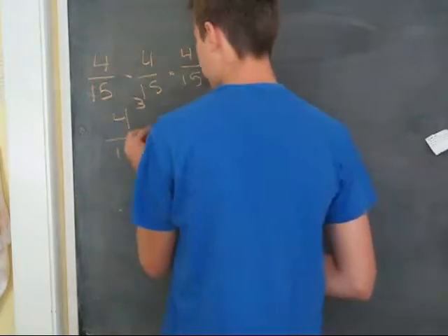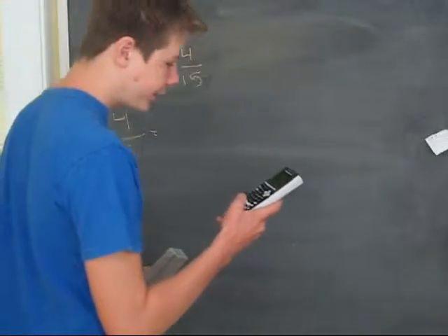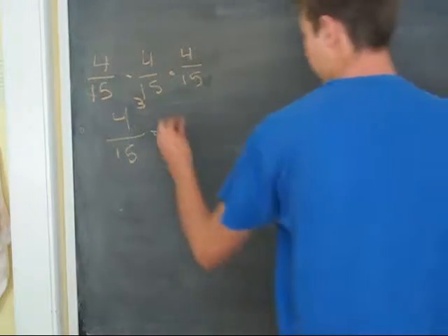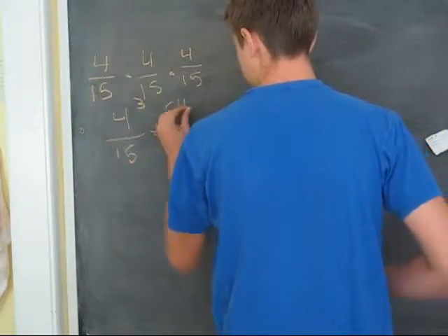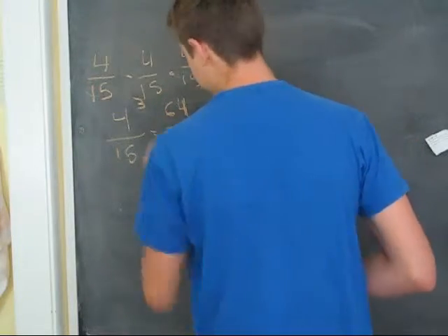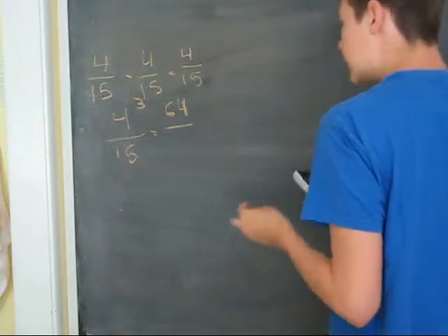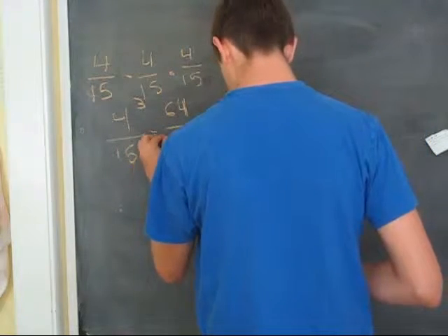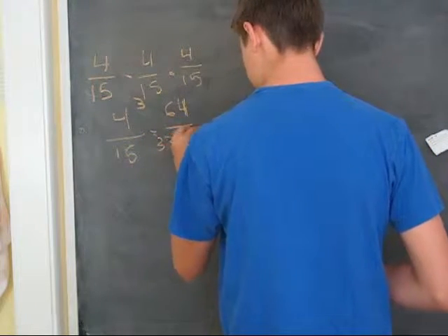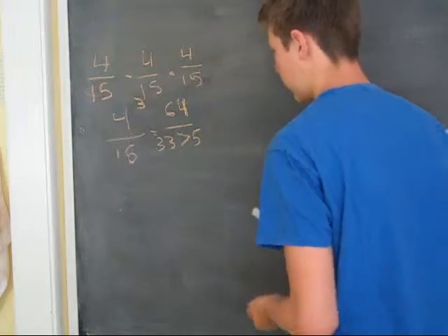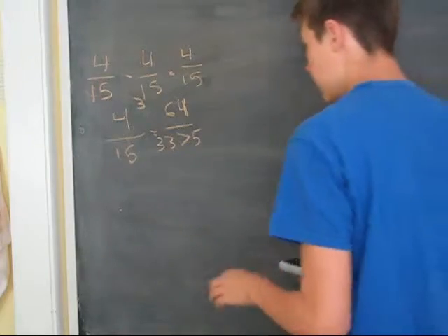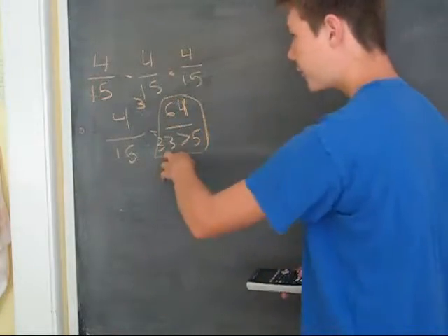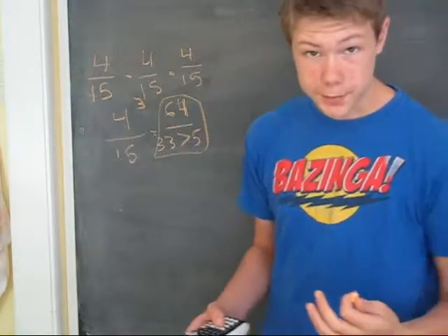So 4 cubed, let me grab my handy dandy calculator. 4 cubed is 64. Some of you probably already know that off the top of your head, because you're so smart. And 15 cubed is 3,375. And I don't think that's simplifiable. That's going to be the final answer for that. So 64 out of 3,375, that was with replacement.